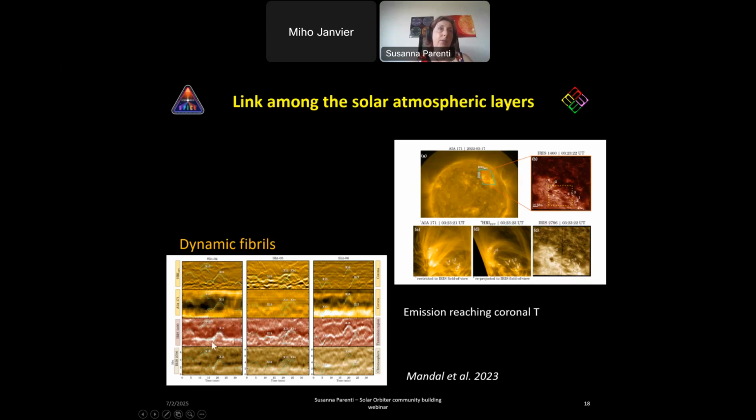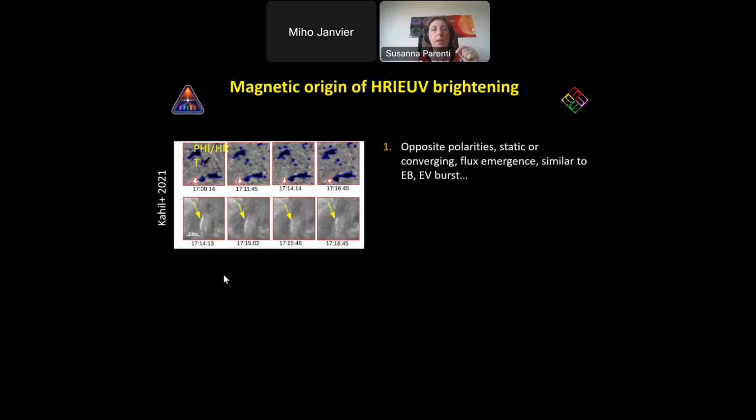And this feature, a kind of inverse U that was already known in the low temperature lines, is now seen in HRI-UV. So this allows indeed to make the connection between the layers of the solar atmosphere and say that indeed this feature can reach coronal temperature.